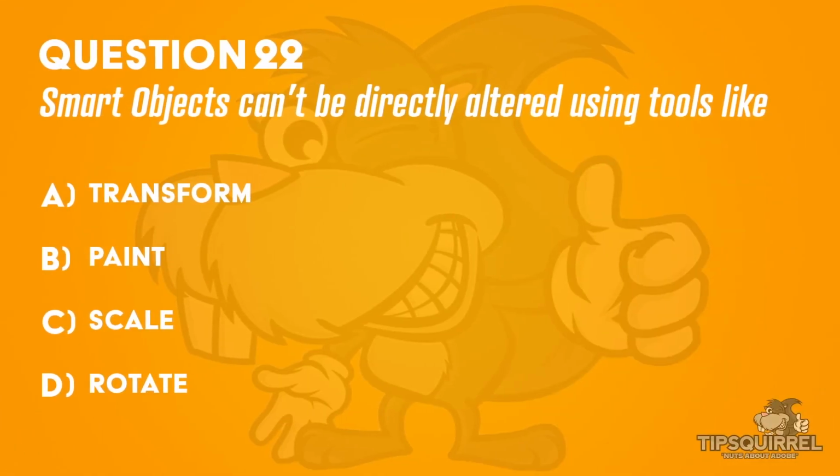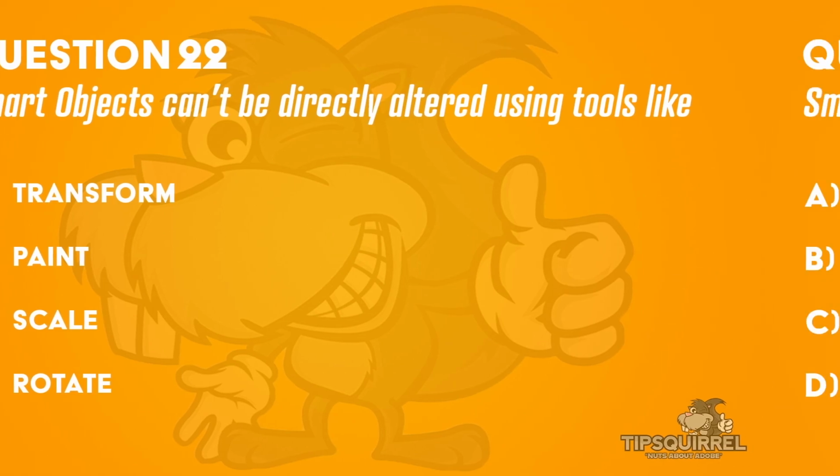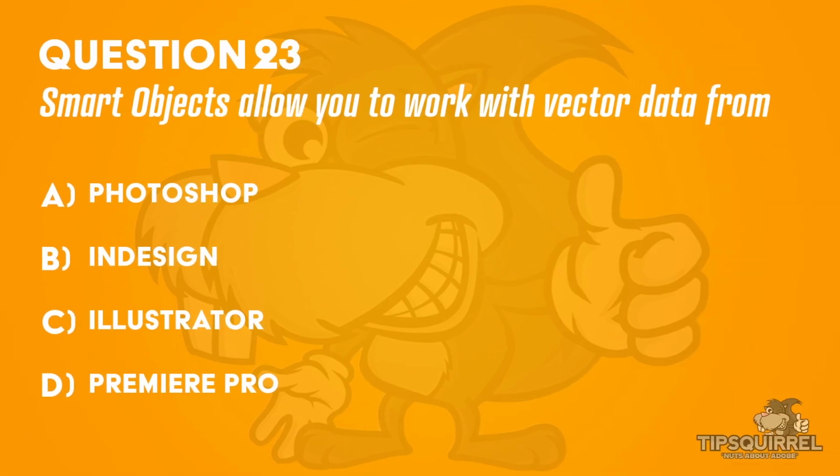Question 22. Smart objects can't be directly altered using tools like A, transform, B, paint, C, scale, or D, rotate. Question 23. Smart objects allow you to work with vector data from A, Photoshop, B, InDesign, C, Illustrator, or D, Premiere Pro.